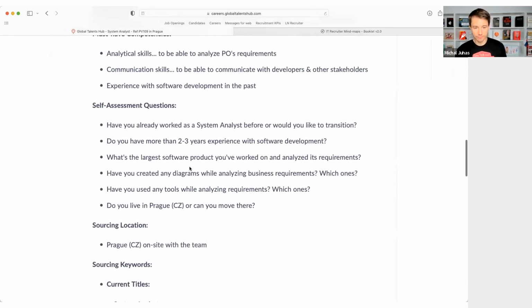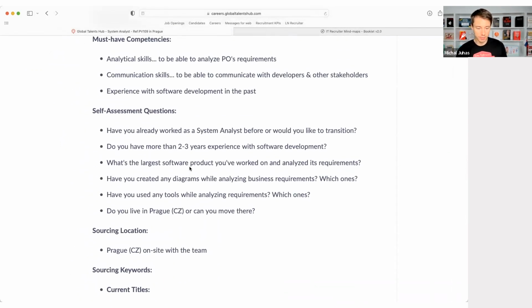And now the client really needs the system analyst to start quickly because they actually have one product owner who is about to leave, and they assume the new product owner will not be able to interact effectively with developers. So that's why they want to bring on board someone who has software development experience and can interact with developers effectively. So that's why we need to look for people who have this kind of software development experience.